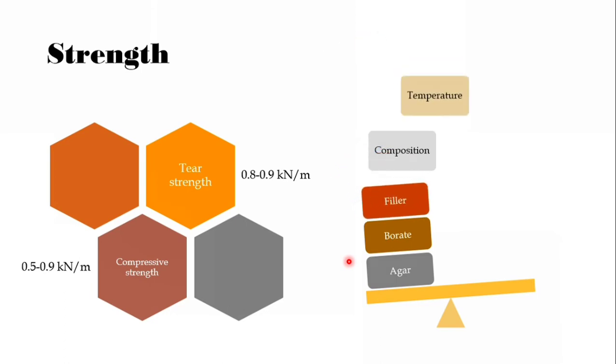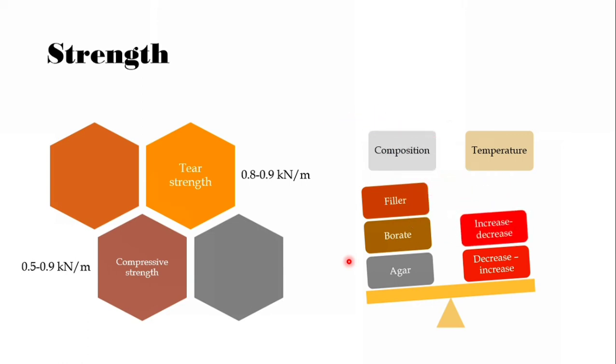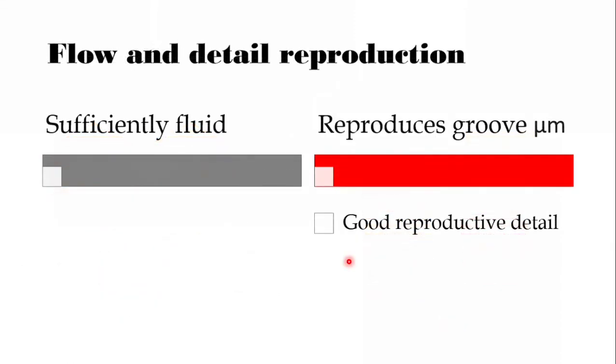Now, again, the temperature. If the temperature decreases, the strength of the material increases. Again, when the temperature increases, the strength of the material is going to decrease. So, they are inversely proportional to each other. Now, this material is sufficiently fluid to allow a good reproduction of the detail. Again, it can reproduce grooves as small as 25 micrometers. So, even small dimensions can be reproduced by this material with good accuracy.